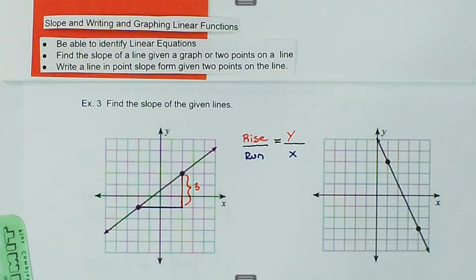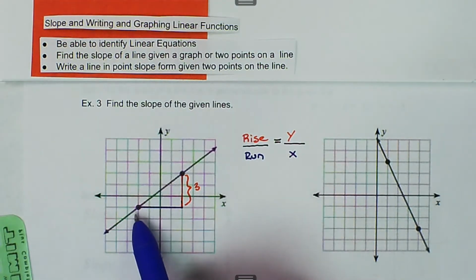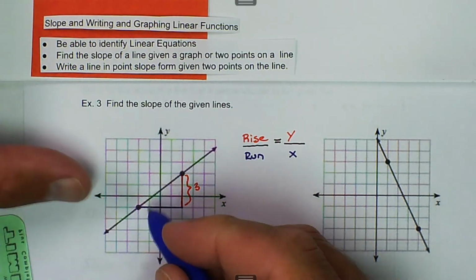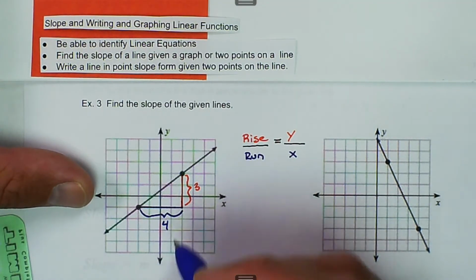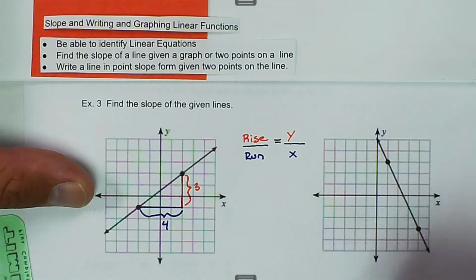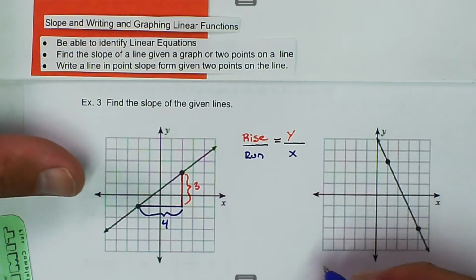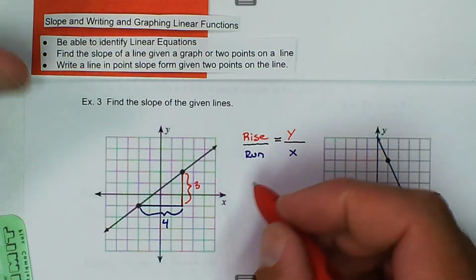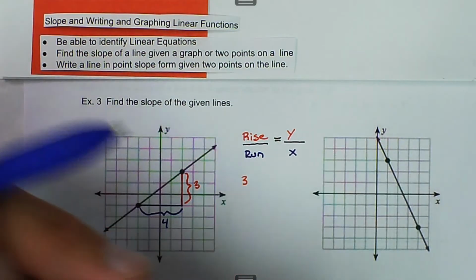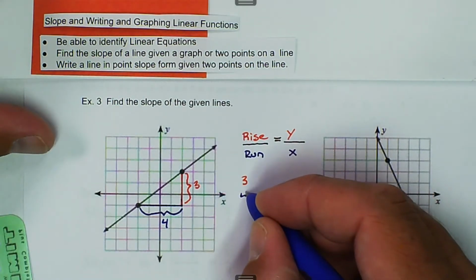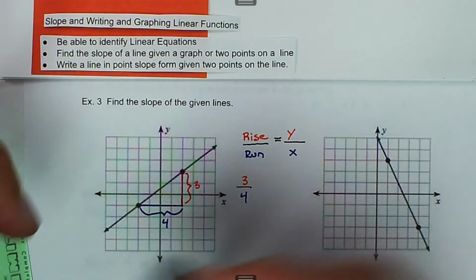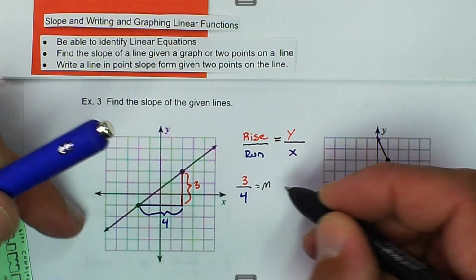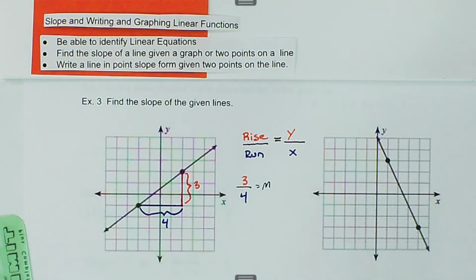And the x, we usually refer to it always positive, starting from the left and counting to the right. 1, 2, 3, 4. So that one is 4. So the slope of this one is just simply 3 over 4.